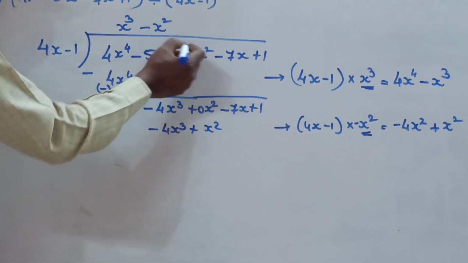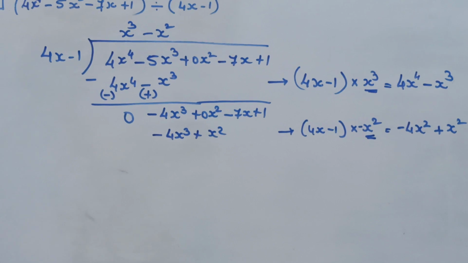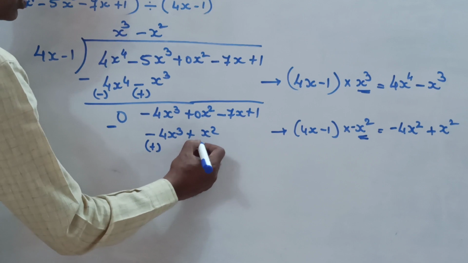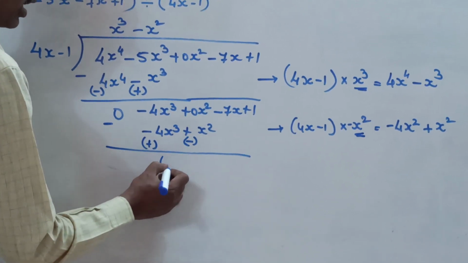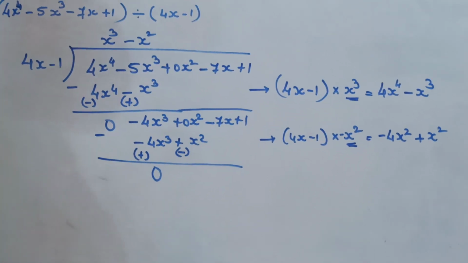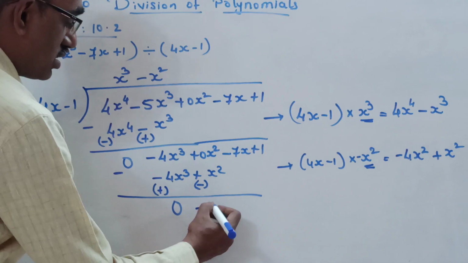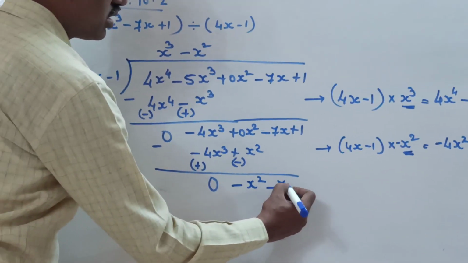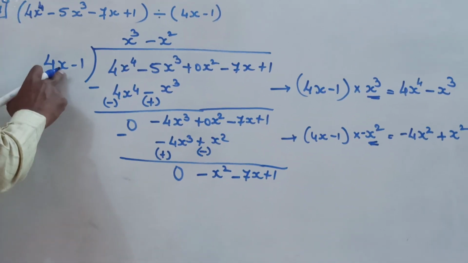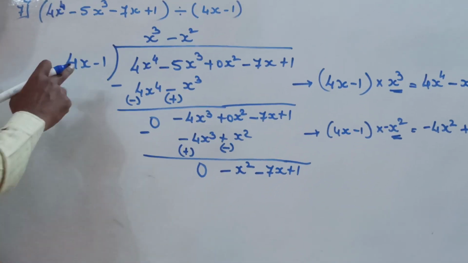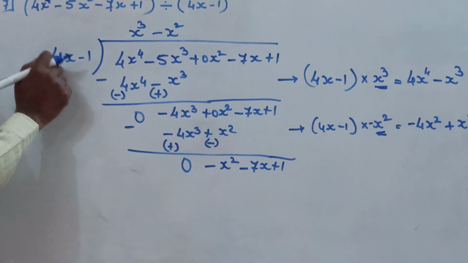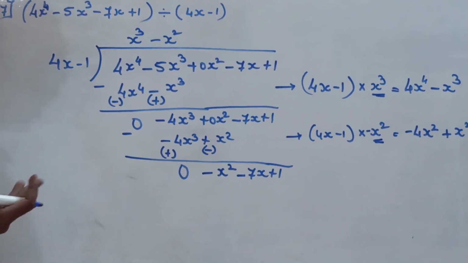Why have we written this as 0x square? Because we are going to get x square over there. And now if I subtract this, it will become plus and this will become minus. And now we are getting a value 0 over here. Minus 4 plus 4 is 0. And 0 minus 1 is minus x square. Minus 7x plus 1. Now, this is 4x and this is x square. Since x variables, this is smaller and this is greater. That means this number is going to be divided by 4x. So now how to get that value?